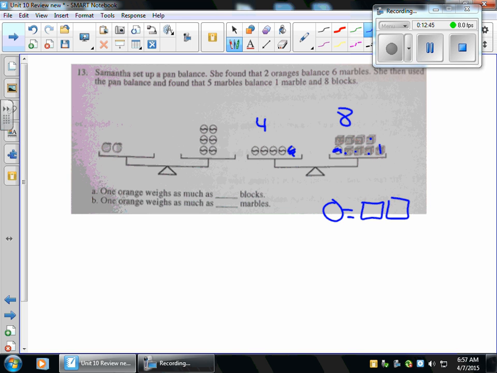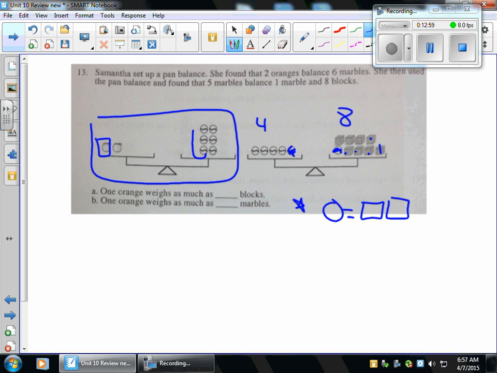1 orange weighs as much as how many blocks? 1 orange weighs as much as how many marbles? So this right here doesn't help us yet, but I can look at this right here and answer one of those problems. 1 orange weighs as much as how many marbles? I've got 1 orange here, which is the same as 3 marbles, because 2 oranges weigh 6 marbles.